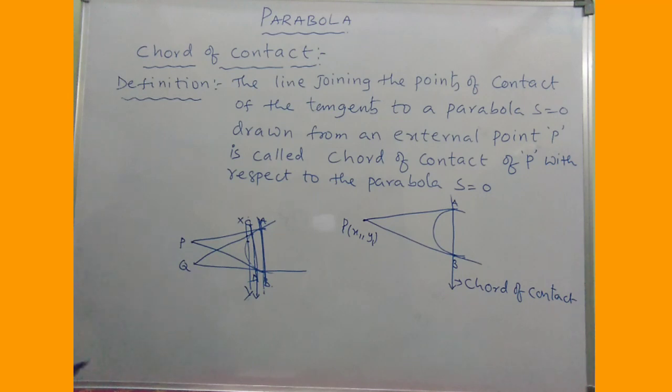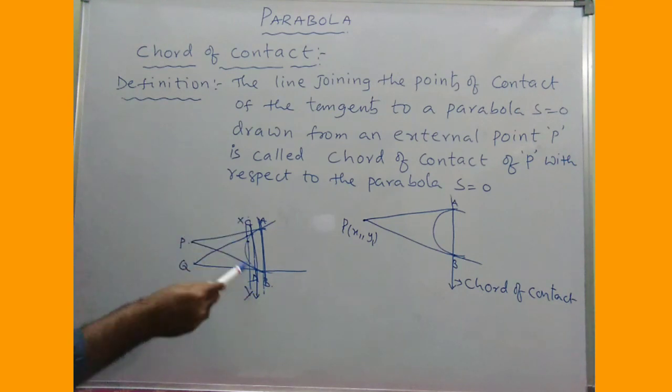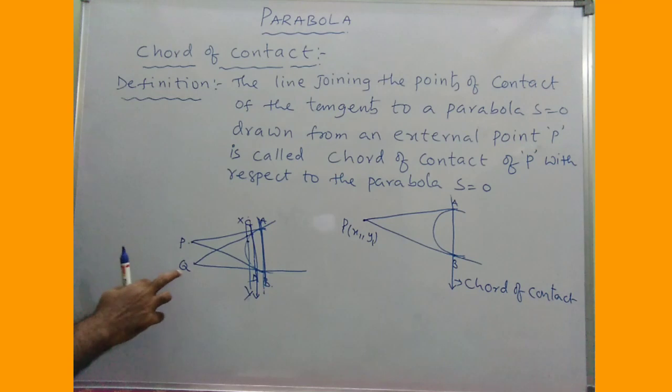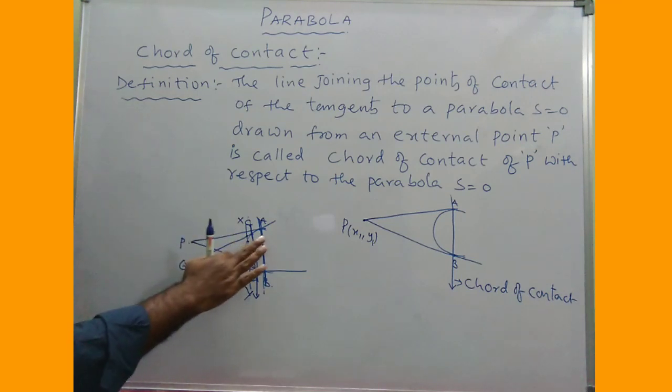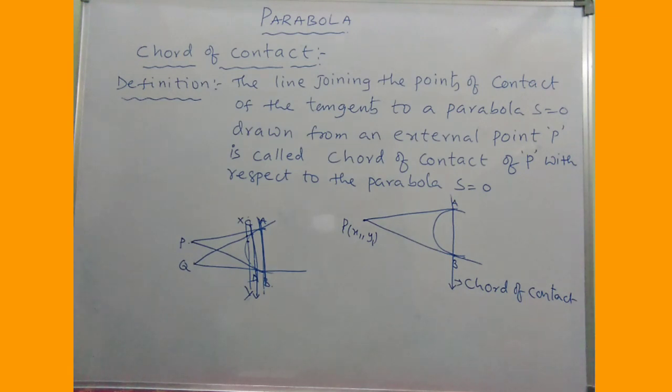Okay, and we read that as AB is the chord of contact of a point P, and CD is also a chord of contact but of a point Q, but both are with respect to the parabola S equals 0.